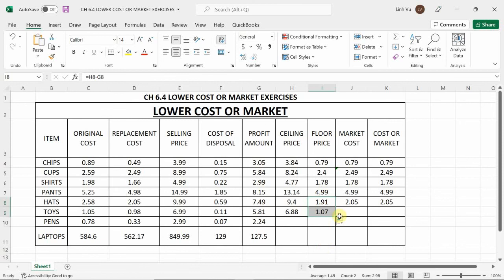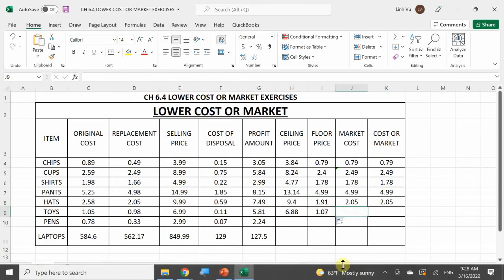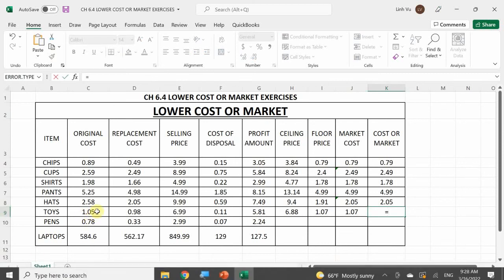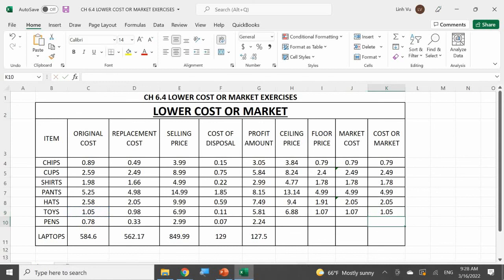The floor is $1.07. Okay. So let's compare and contrast. We have $6.88, $1.07, and 98 cents. $1.07 is in the middle. Last but not least, which one's lower? $1.05 or $1.07? $1.05, right? My original cost is actually lower.